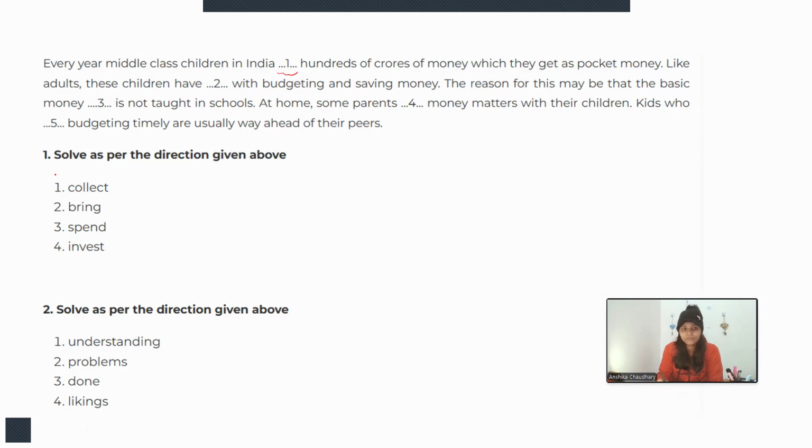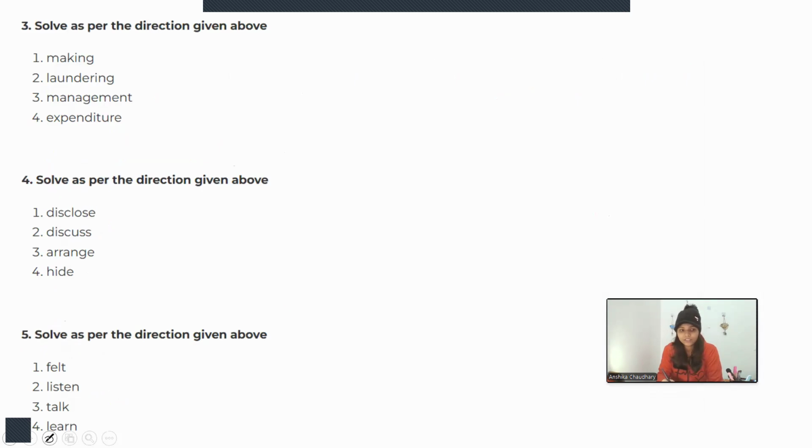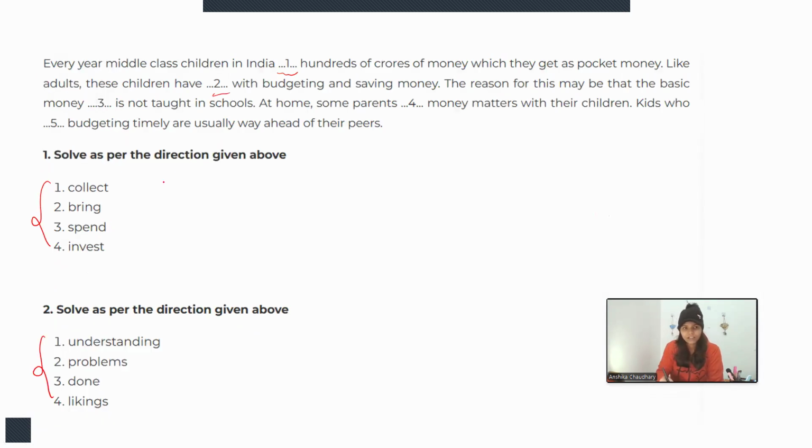That this fill-up one will be used with these options. This fill-up two here will be filled with these options. Similarly, further, right? So let's start. Every year, middle-class children in India, first read out this paragraph, right?